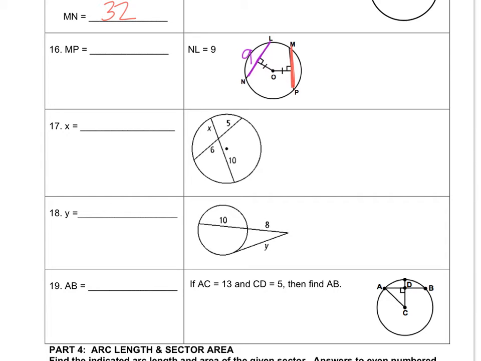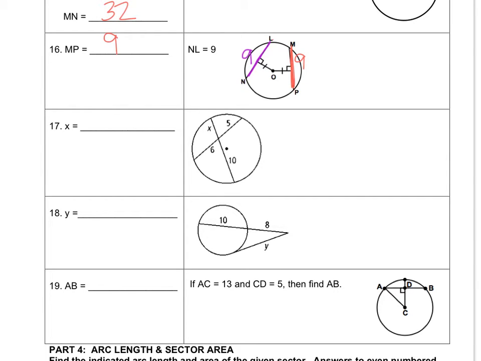Okay, so there is a theorem that says in a circle, two chords are congruent if and only if they are equal distance from the center. Well, I have two chords. I have this one in purple right here and this one in red. Are those the same distance from this center? Well, yes, because I have a tick mark right there and I have a tick mark right here. So I know that they are the same distance. If they're the same distance, it told me that those chords are congruent. So if N to L is 9, then M to P is also 9.